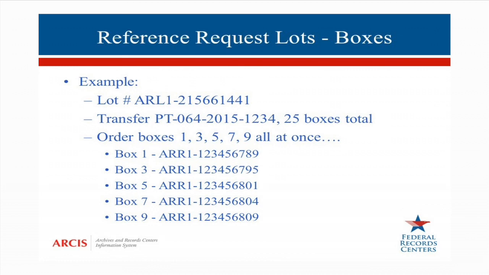For example, if a user wishes to order containers 1, 3, 5, 7, and 9 from a 25-box transfer, the user can create a lot, select the containers from a list, review the selection, and then create individual reference request transaction numbers for each of the containers requested. This is done to provide individual tracking for each container once they are shipped.